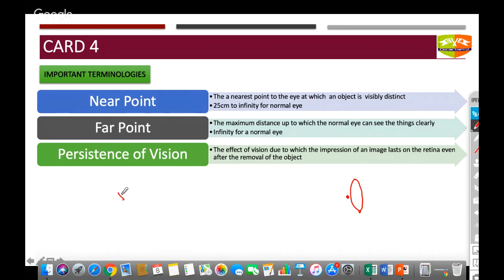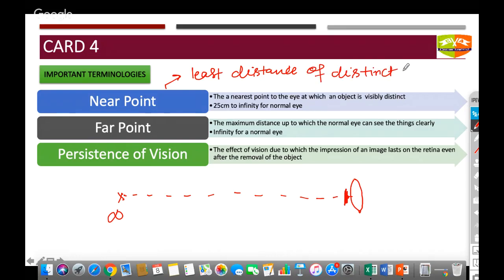Suppose the distance starts from infinity, and the near point is also known as the least distance of distinct vision. So I am writing here, least distance of distinct vision. Least distance of distinct vision for a normal eye is 25 centimeter, nearly 25 centimeter.